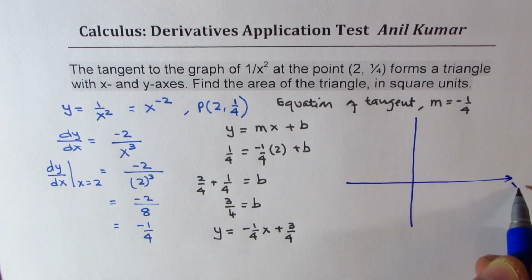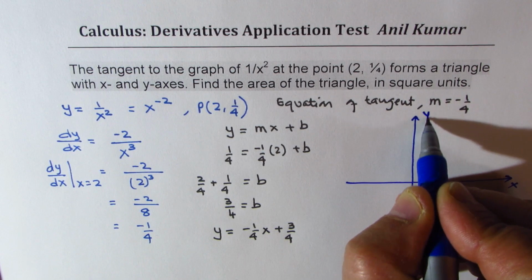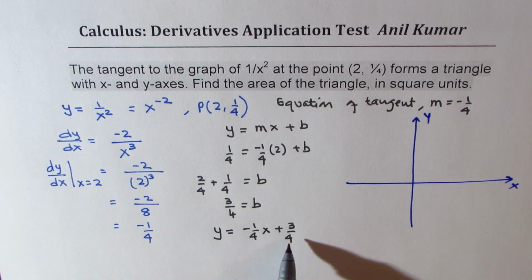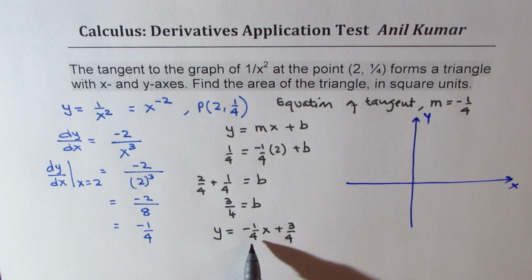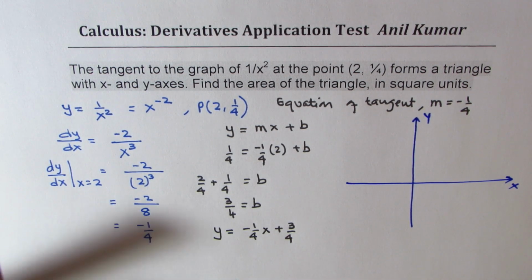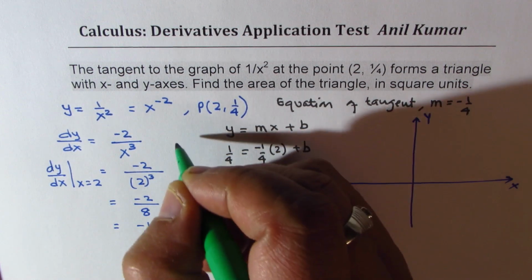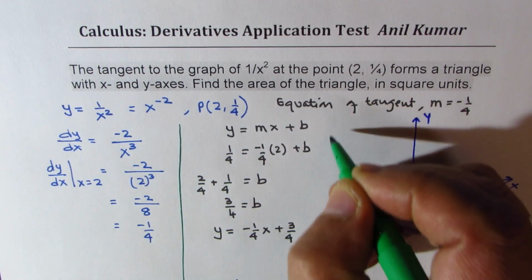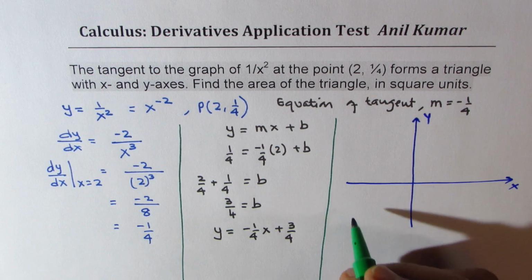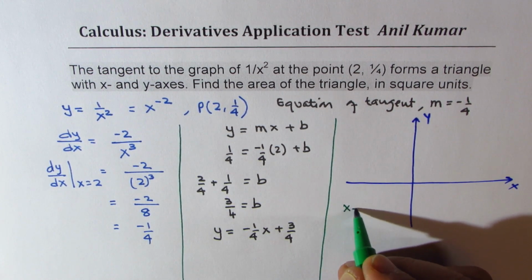So if this is our x-axis, that's the y-axis. The y-intercept is 3 over 4, and the slope is negative 1 over 4, right? Let's find the x and y intercepts. Okay, let's find the x-intercept.